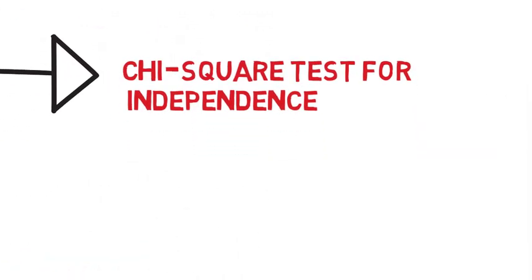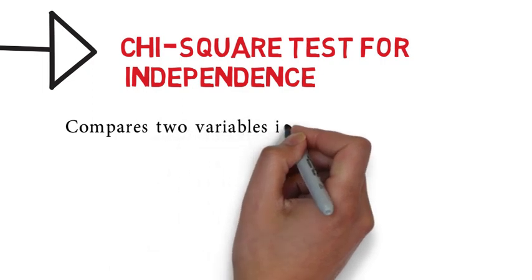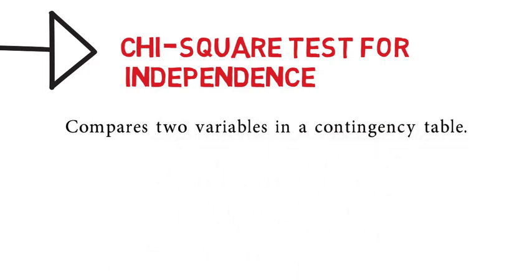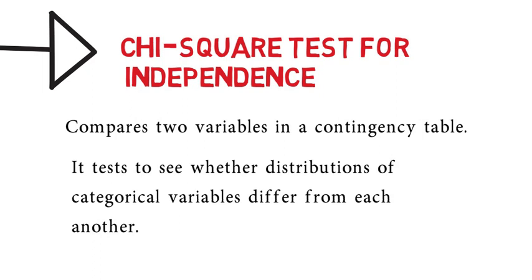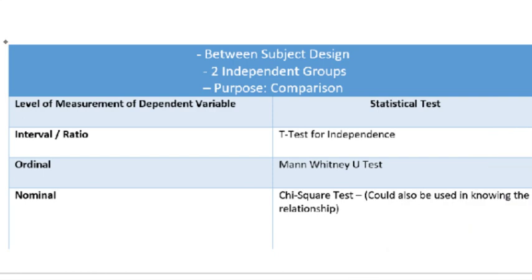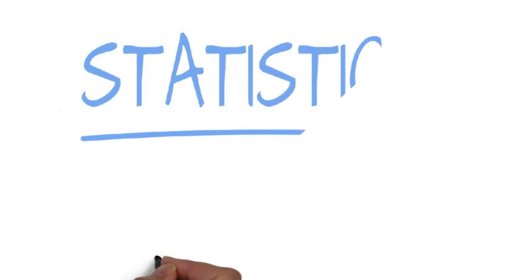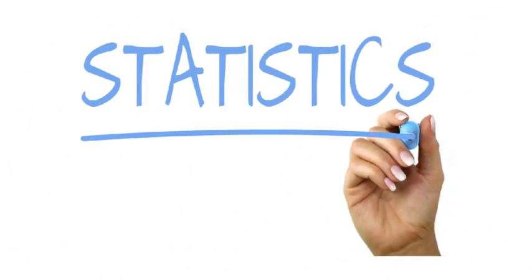A chi-square test for independence compares two variables in a contingency table. It tests to see whether distributions of categorical variables differ from each other. So this is a table to guide you on what statistics you should use in a between subject design with only two independent groups. Now we are done with between subject design.